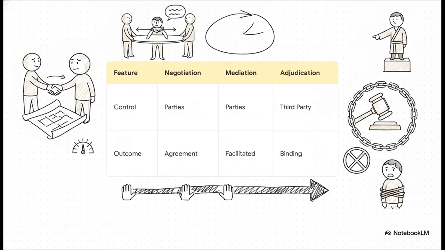Here, a neutral third party facilitates the discussion, but the ultimate power to agree on a settlement still stays with you. Finally, adjudication or arbitration. This is where a third party actually steps in and imposes a binding decision on you. The takeaway here? The further right you go across this spectrum, the more control you lose over your own destiny.